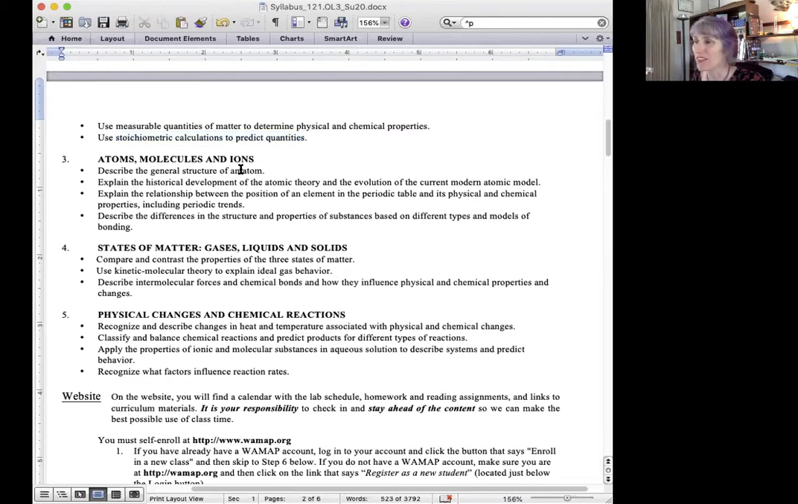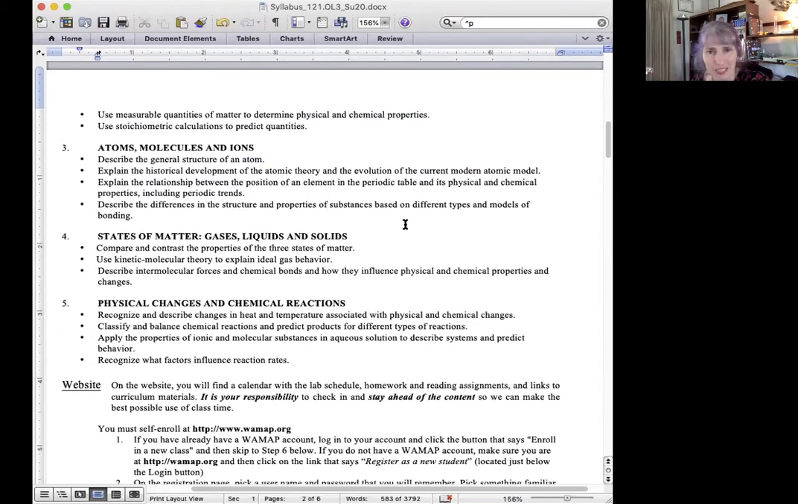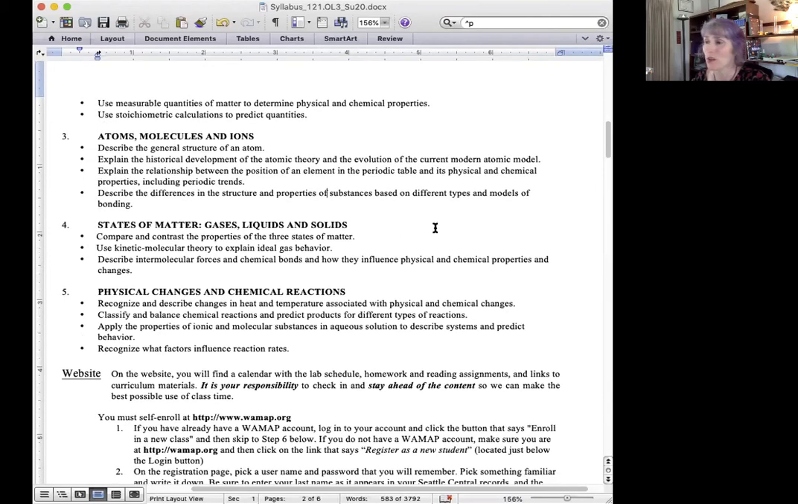Let's see, we're going to talk about the structure of an atom, just a little bit on the historical development. But we will talk about periodicity, the relationship between an element, its position on the periodic table, and its physical and chemical properties. All right, we'll talk about bonding types and interactions. We will talk about solids, liquids, and gases, and how those relate to the energetics, especially focusing on intermolecular forces and how they affect the properties, and how we can make predictions from knowing the properties of those structures.